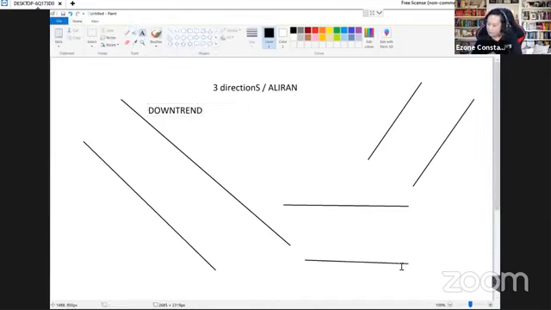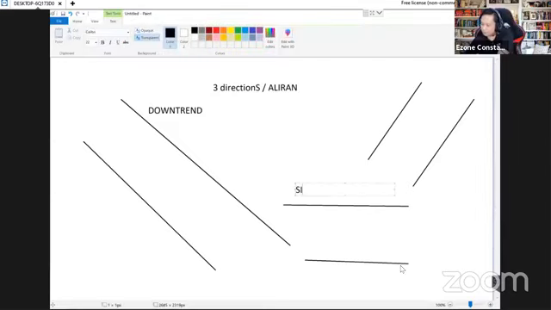Now we have a sideways market. Sideways market, and then we have an uptrend line. Kepada siapa yang baru saja join saya malam ni, kita ada tiga jenis aliran: aliran menurun, aliran mendatar, dan juga aliran menaik. So, UDS. This is the first thing that you need to know.